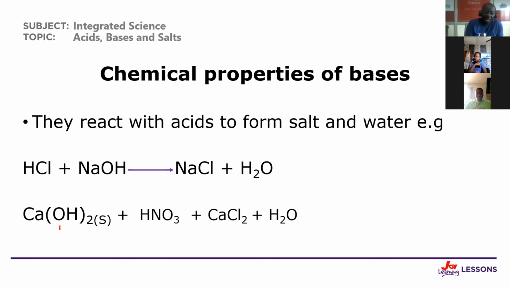So if you react this alkali with this acid, it's supposed to give you calcium nitrate, not the chloride. So you have Ca(NO3)2, with the 2 out there. In addition to that, you also get your water. So one property about bases is that they react with acids to form salt and water.